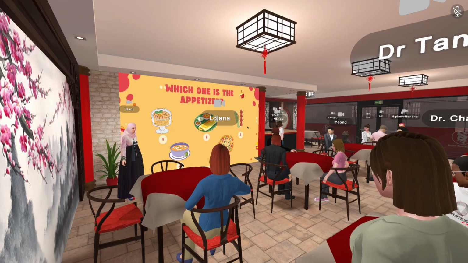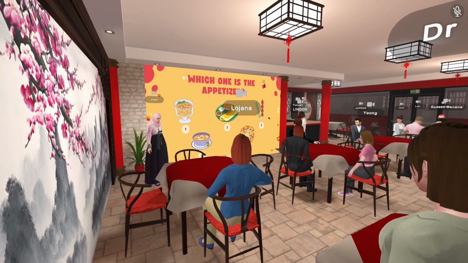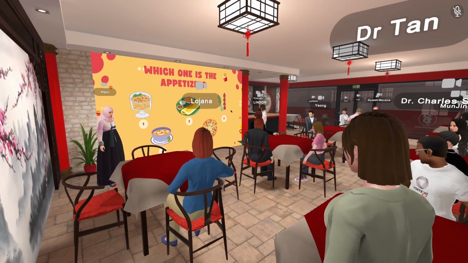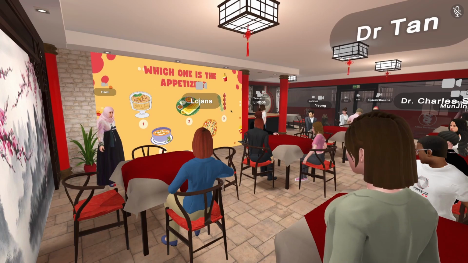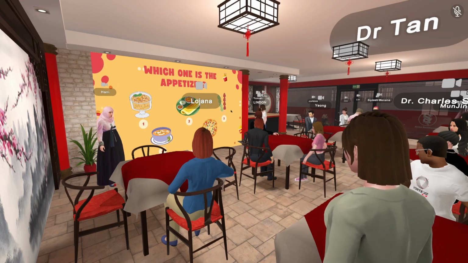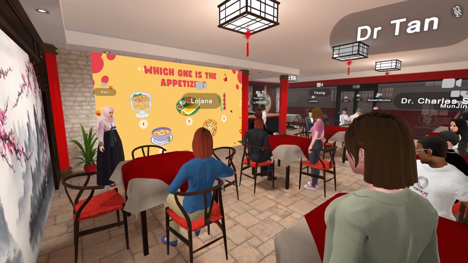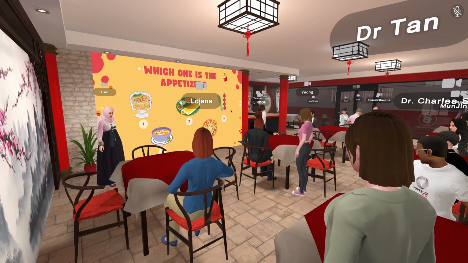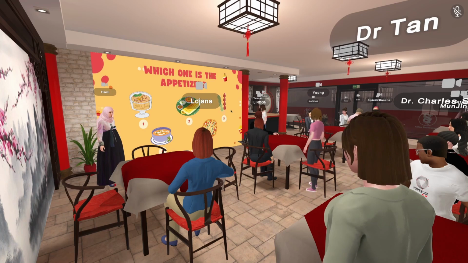So let's move on. These are 5 pictures of foods. Can you tell me which one is the appetizer? Number 4. Oh yes, very good. Number 4 is a soup. So soup is usually the appetizer in many restaurants.